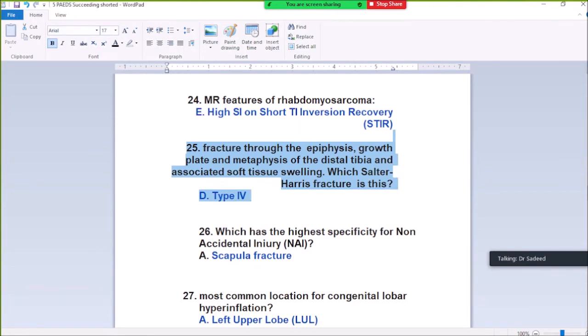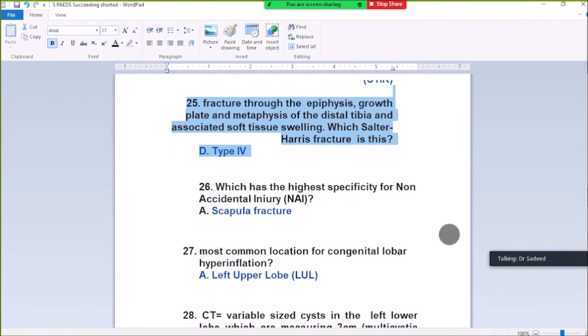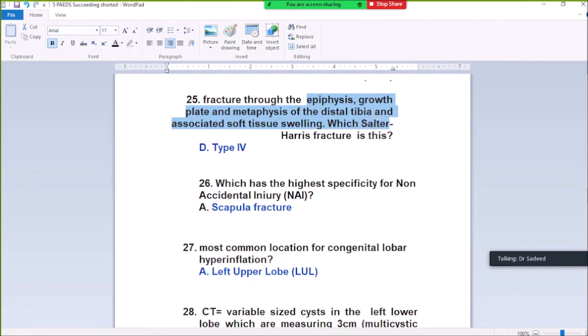Which Salter-Harris type is this? Type 4, through the epiphyses, metaphyses, and distal tibia. Type 4. Question 26. Which has the highest specificity for non-accidental injuries? Scapular fracture is a non-accidental injury.